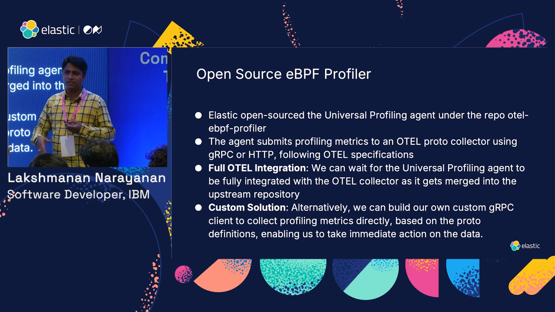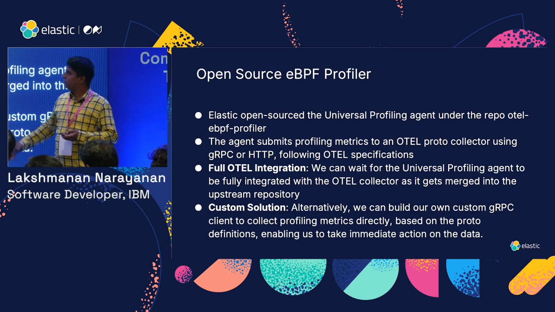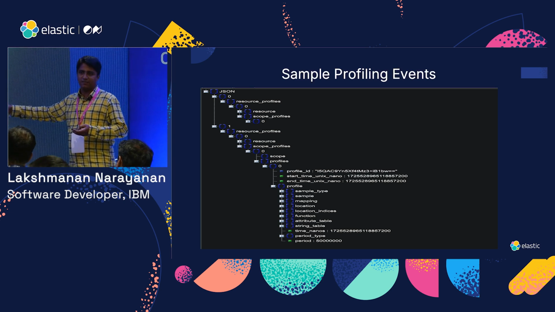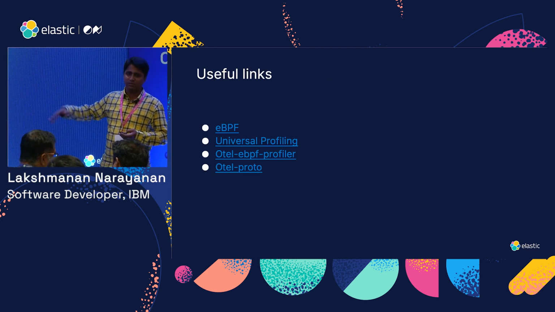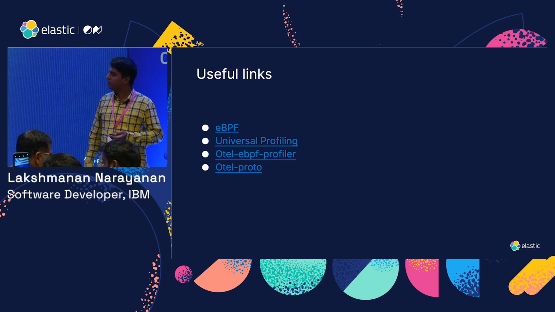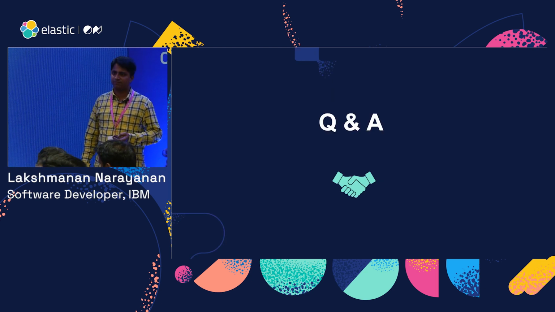Once you understand the protos, you will be able to build a custom application or custom solution on top of this, like raising alerts and any other thing. This is just a sample of the metrics that we are collecting from the pods using the proto. So, any questions? These are the topics I would like you to go through if you are interested: the profiler, proto, and universal profiling, all these things.